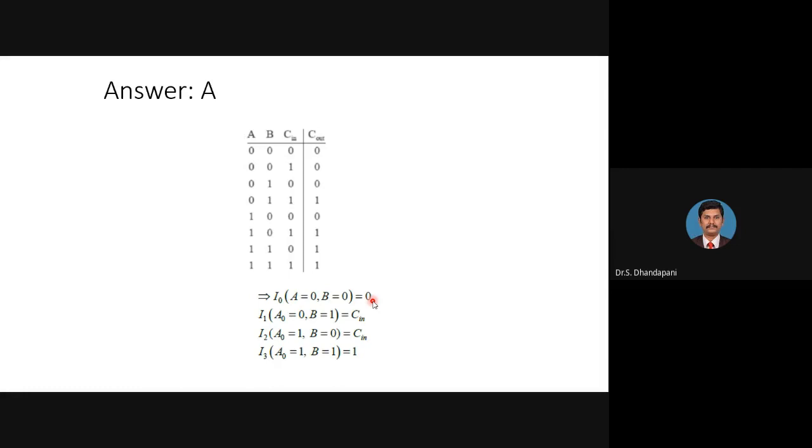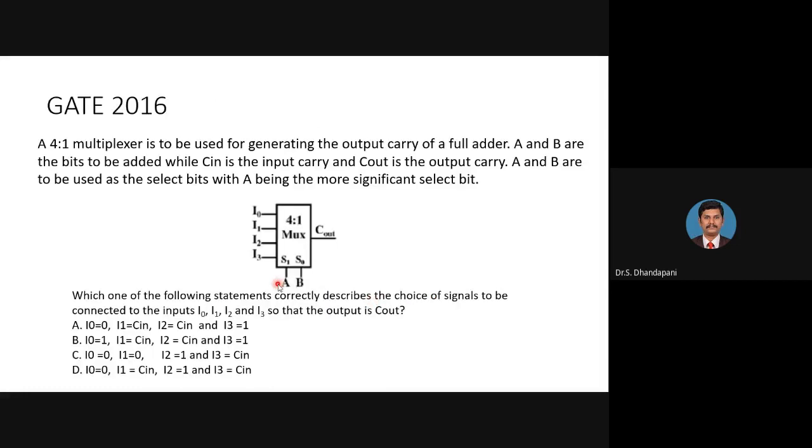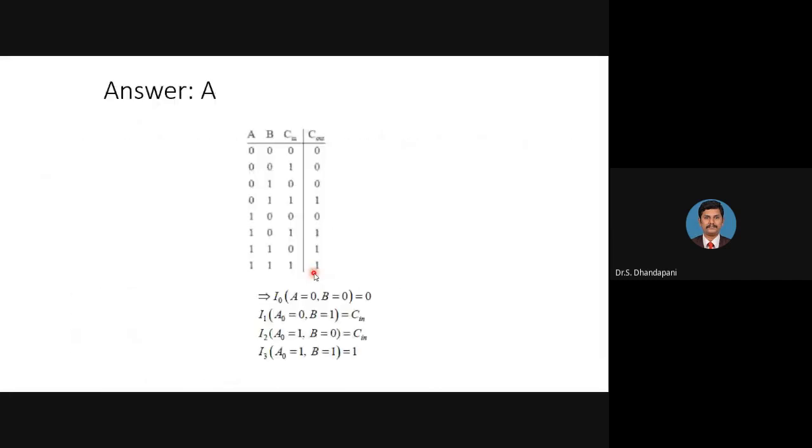So when both A and B are 0 in the circuit, we know that the 4:1 multiplexer will select I0 as output. That means we have to connect 0 to I0, then only the output will be 0 when S1, S0 equal 0, 0. So when S1, S0, that is AB, is 0, 0, output should be 0. So for making the output 0, I want to connect I0 to 0. This is the first step.